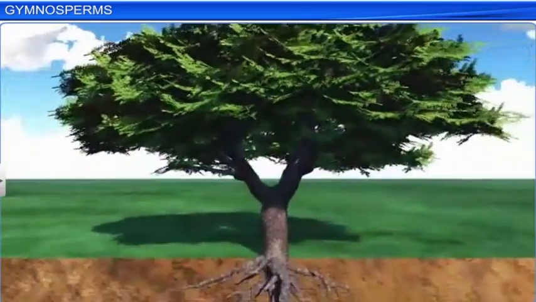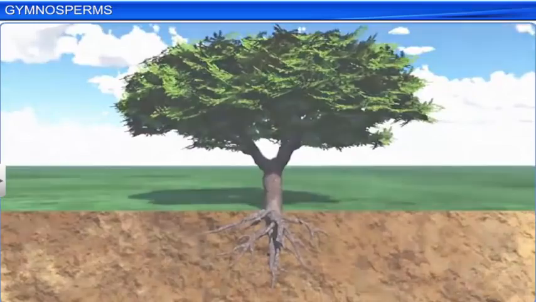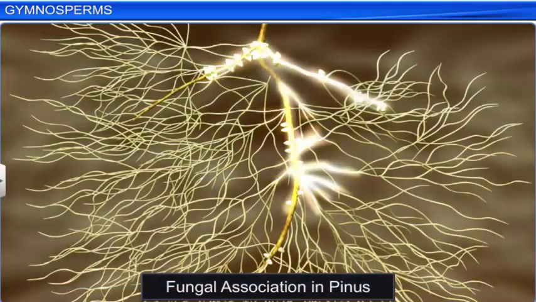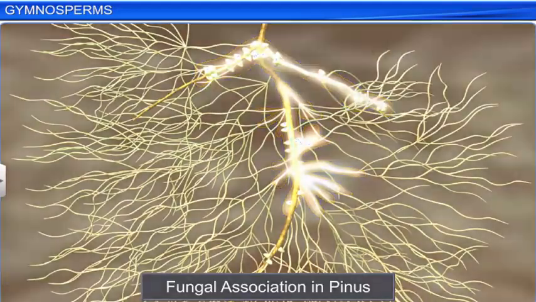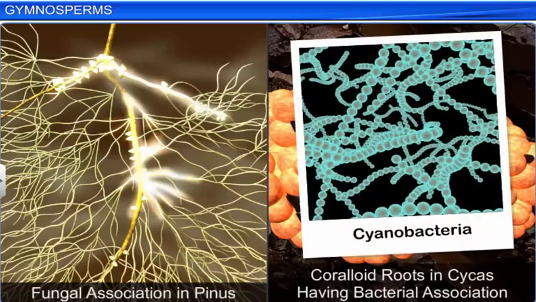If you take a look at the morphology of gymnosperms, you will notice that most of them have tap roots. Moreover, in some genera, such as Pinus, the roots have a fungal association in the form of mycorrhiza, while in other genera, such as Cycas, small specialized roots called coralloid roots have an association with N2-fixing cyanobacteria.